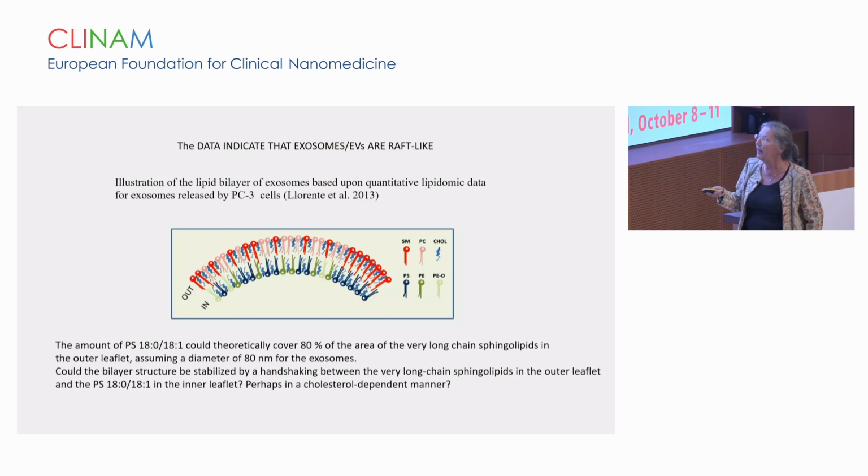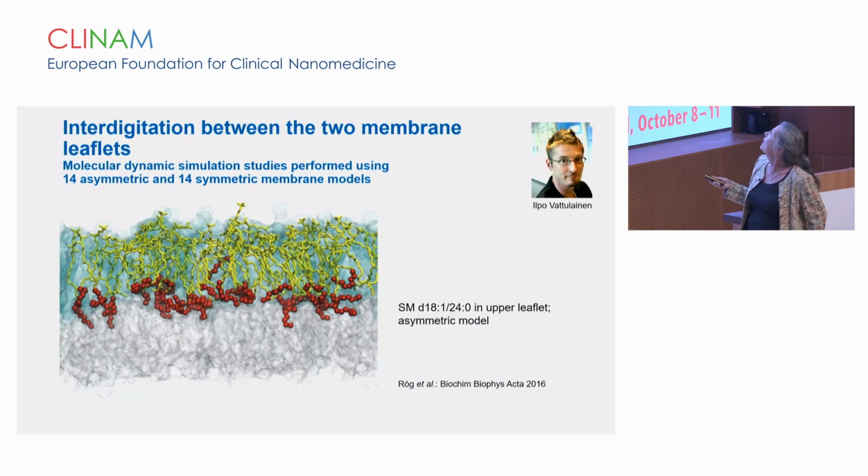So could the bilayer structure be stabilized by a handshaking between the very long chain sphingolipids in the outer leaflet and PS in the inner leaflet, perhaps even in a cholesterol-dependent manner? And in order to study that in more detail, we established a collaboration with Ilpo Vattulainen in Finland, and he looked at interdigitation between the two membrane leaflets.